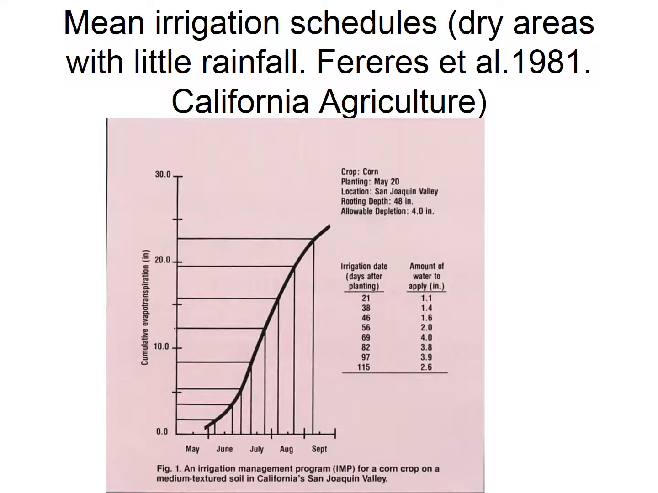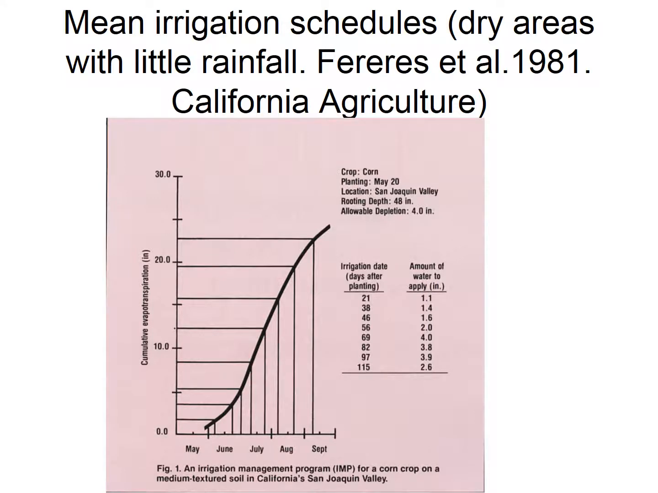These ideas for calculating dates and amounts of irrigation based on the water balance led to the development of the so-called mean irrigation schedules, which could be applied to dry areas with little rainfall and were proposed by Fereres and colleagues in 1981, published in California Agriculture. Here we see a graphical curve to calculate the dates and amounts of irrigation.